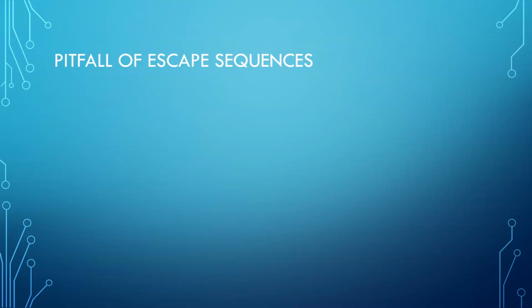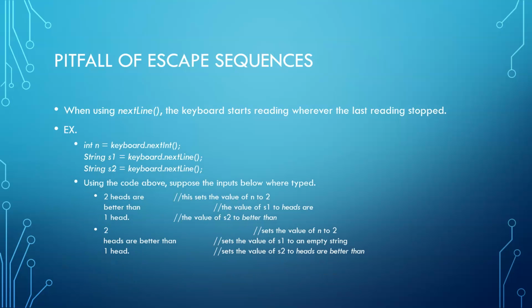Now, there are some pitfalls of escape sequences that we need to discuss. When we're using nextLine, the keyboard will start reading wherever the last reading stopped. So, for example, int n = keyboard.nextInt(); String s1 = keyboard.nextLine(); String s2 = keyboard.nextLine(). If we use the code above, suppose the two inputs below are what's typed. Two heads are better than one head.